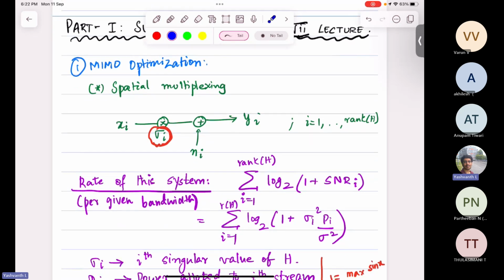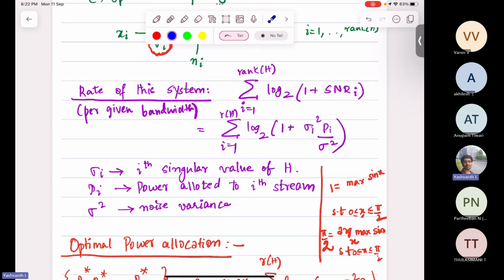The optimal precoding vectors are the right singular vectors. And what is the optimal power allocation? This particular optimization solution. Is that clear?